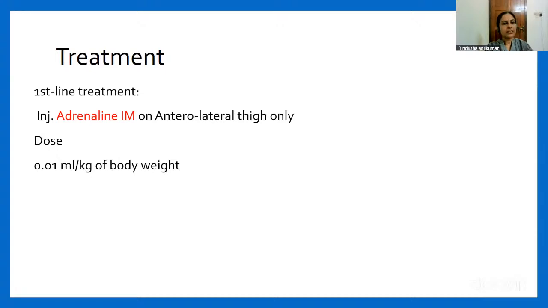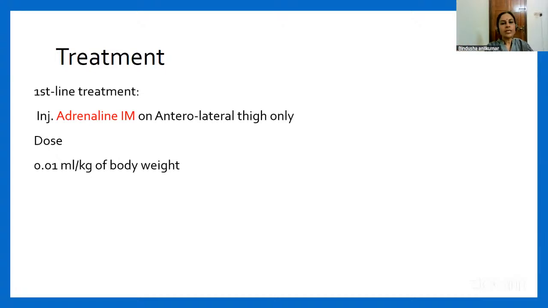For children less than 6 years, the dose is 0.15 ml. 1 ml will be equal to 1 milligram. So 0.15 ml will be 0.15 milligram. And for 6 to 12 years, it is 0.3 milligram. And for above 12 years, it will be 0.5 milligram. So maximum is 0.5 milligram.